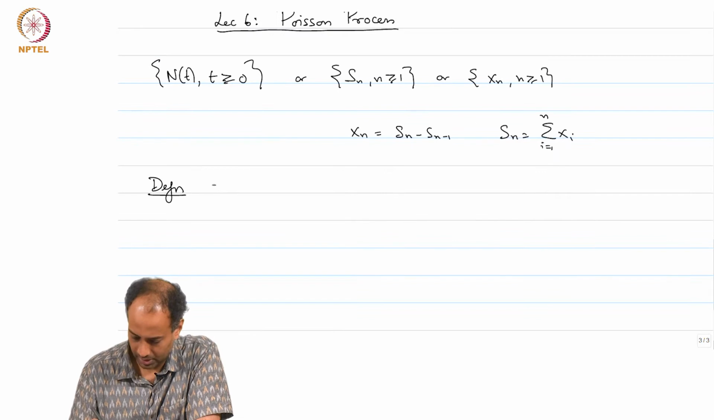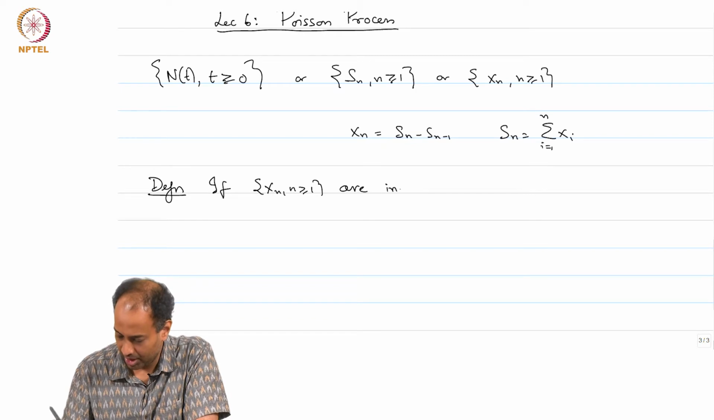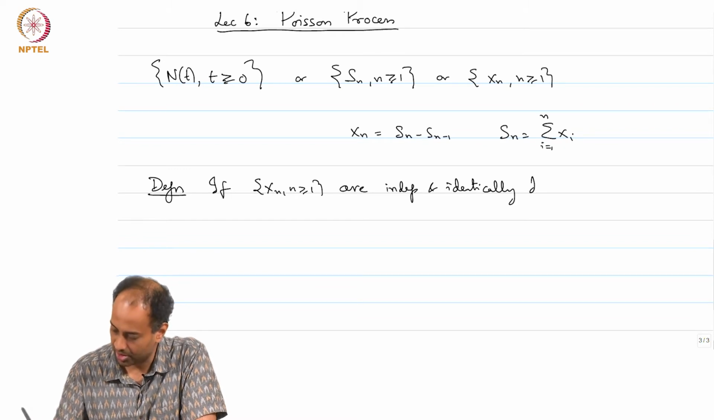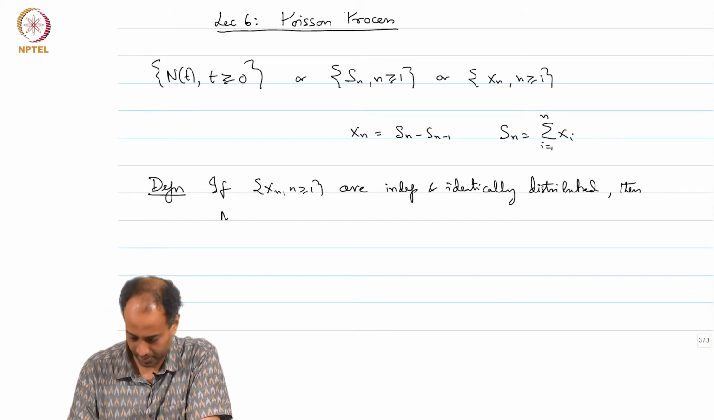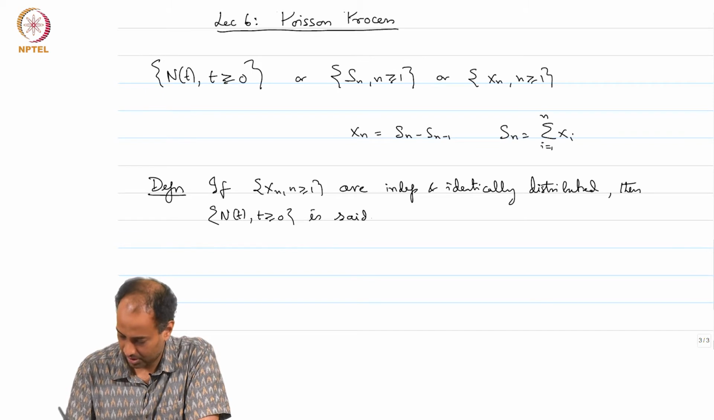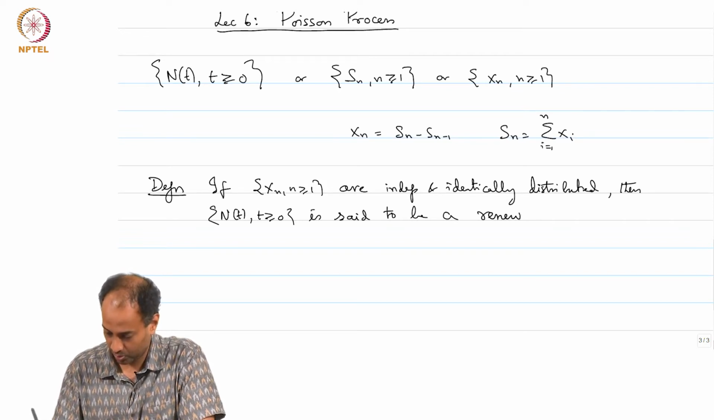If the sequence X_i's or X_n's, these inter-arrival times, are independent and identically distributed, then N(t) is said to be a renewal process.